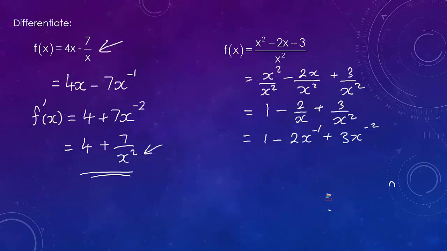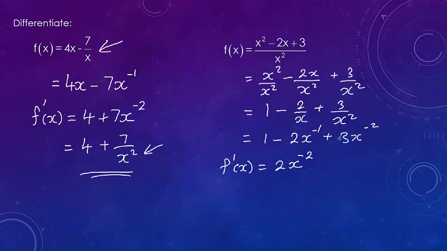Now I'm just going to make a little bit of space down here to get this solution in. So now I'm in a position to differentiate. So this is going to become 0. Remember, any constant will just differentiate to 0. The negative 1 comes down and multiplies the negative 2, so that gives me 2, and reduce the power by 1, so that's negative 2.